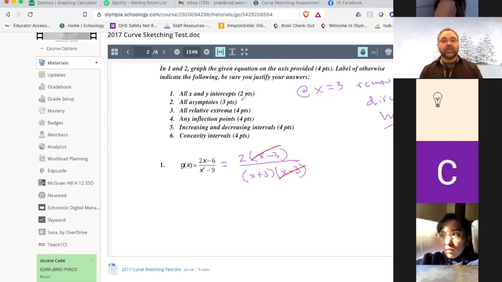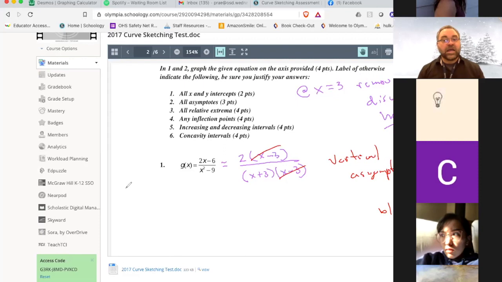So as far as asymptotes go, we now know we have a vertical asymptote at x equals negative 3 because it's a non-removable discontinuity. And you could justify that. You could also do the limit as x approaches negative 3 and prove that it goes to positive and negative infinity. But it's fine to just say that it's a non-removable discontinuity because we know that non-removable discontinuities in rational functions result in vertical asymptotes.